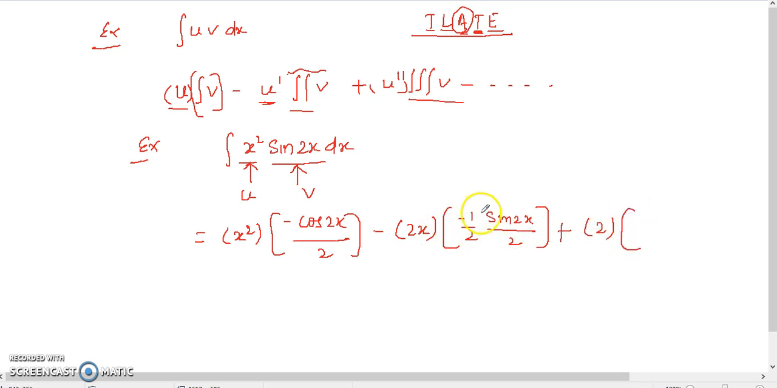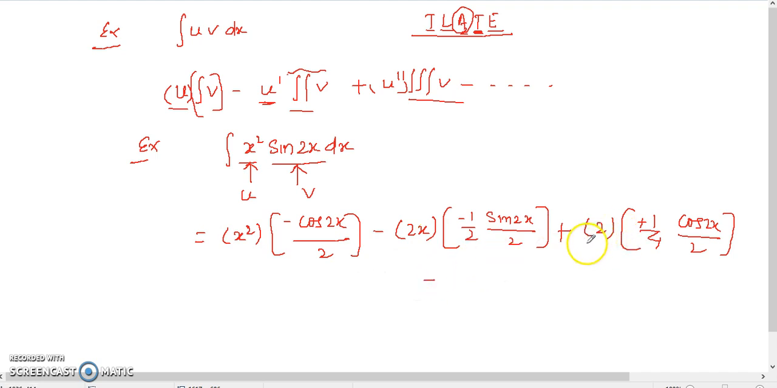Then here integration of these terms. So minus 1 by 4 is constant here, and sine 2x integration I already know, minus cos 2x. So minus minus becomes plus, and cos 2x by 2. Again minus, the signs alternate: plus, minus, plus, minus.